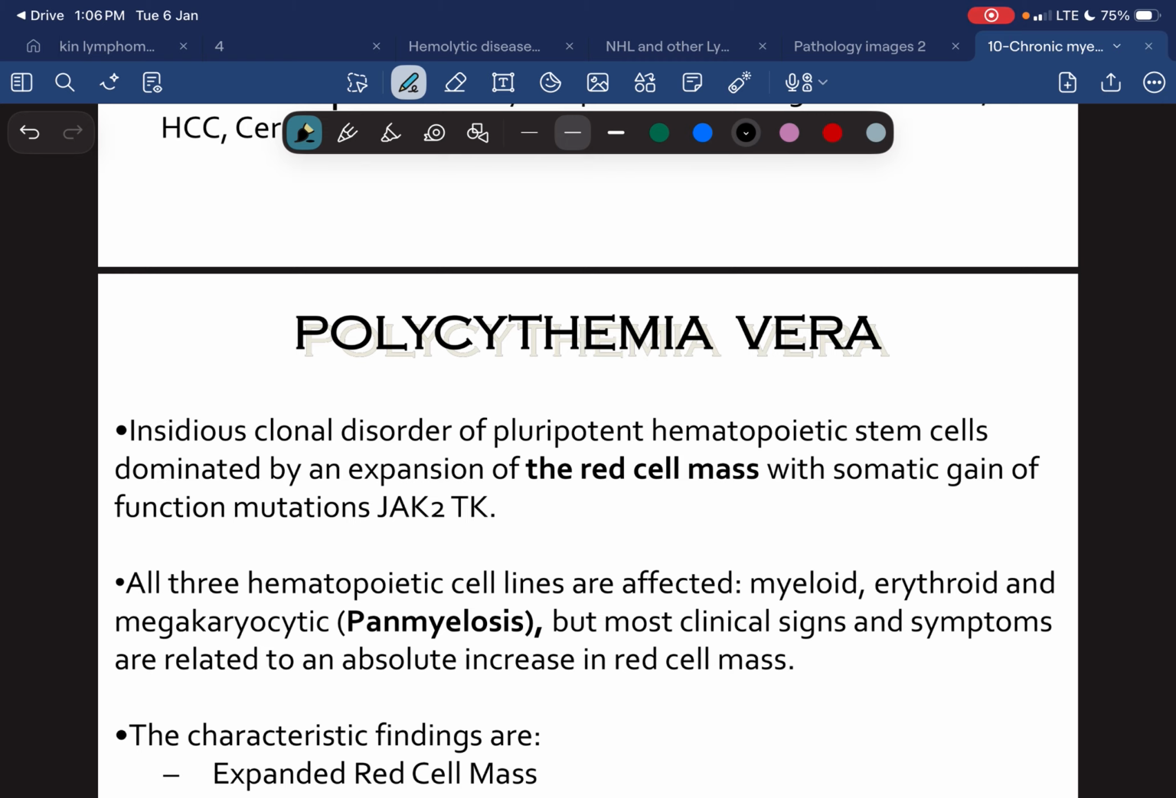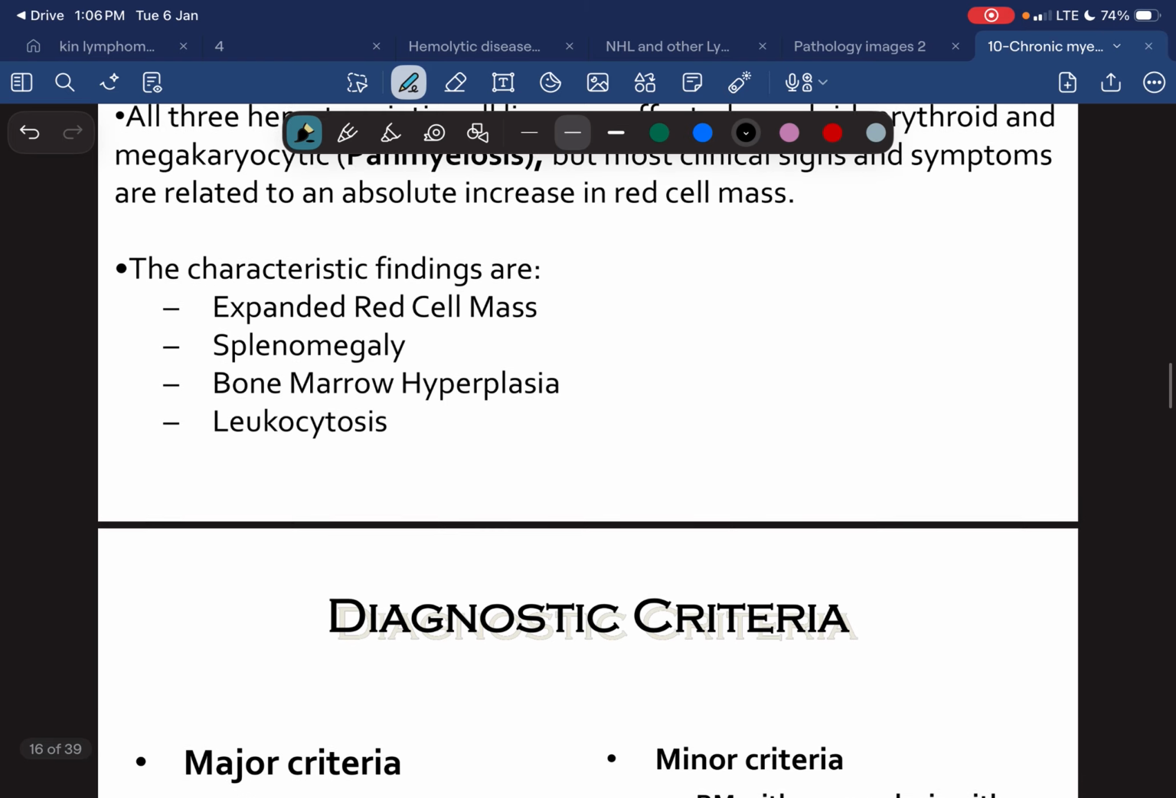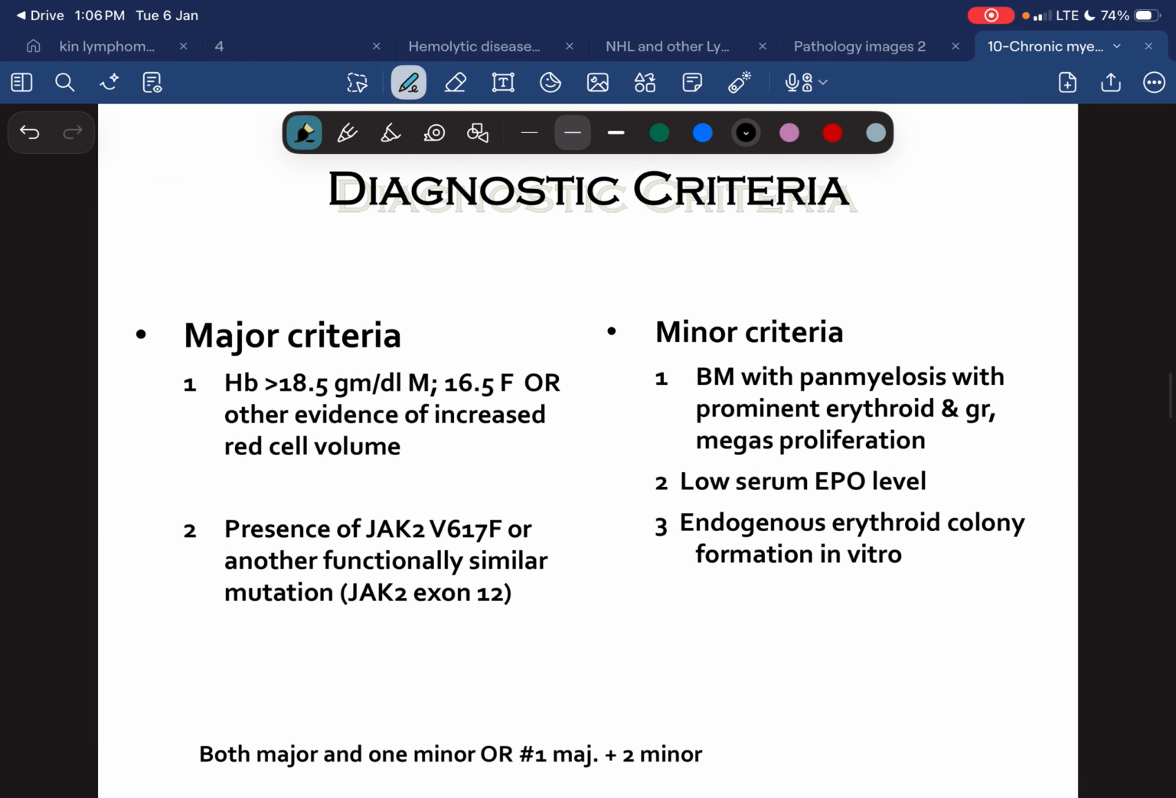Paraneoplastic syndromes are where certain tumors secrete certain mediators and hormones. Example: renal cell carcinoma and hepatocellular carcinoma, secreting what? Erythropoietin, and associated with development of secondary polycythemia. The primary polycythemia is polycythemia vera. It's a clonal process that leads to the expansion of red cell mass with a somatic gain of function mutation in JAK2, which is seen in 100% of polycythemia vera cases.